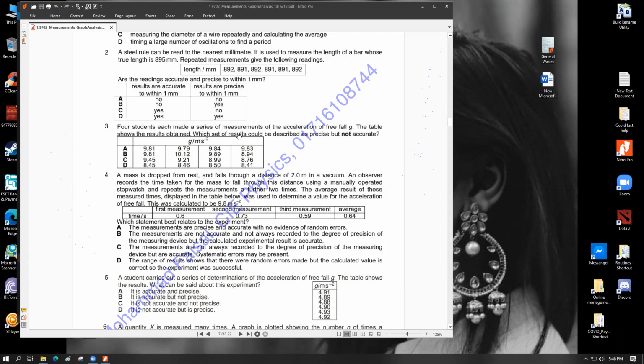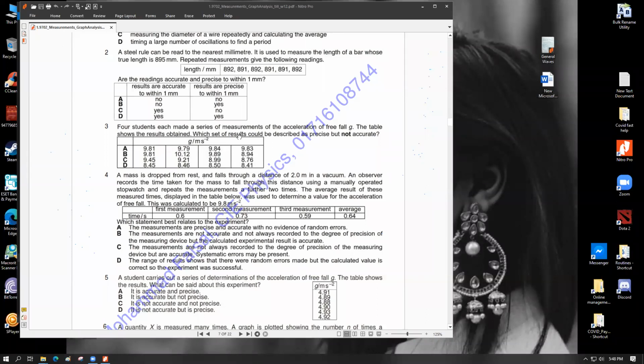So we are going to just try and justify what these 4 options mean and why one of them is the correct answer compared to the other 3. So have a very good look at the answer choices. I'll be elaborating them. The question was, which option best relates to the experiment?